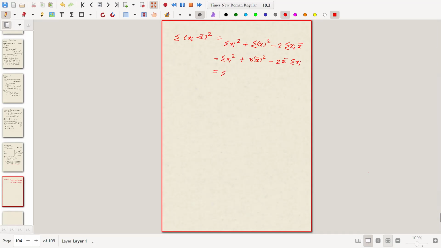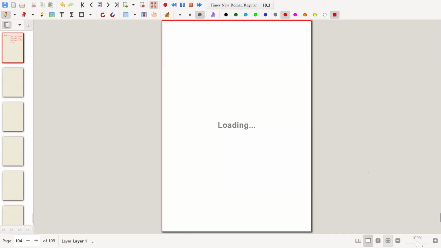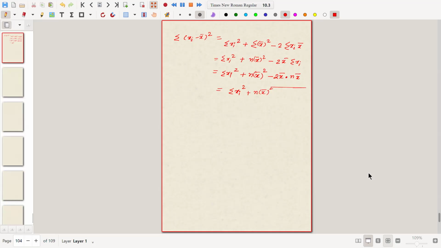What can I write here? Summation of xi squared plus n x bar whole square minus 2 times x bar. This is n x bar, right? Okay, now can you see what is going on? It will be summation of xi squared plus n x bar whole square minus 2n x bar whole square.